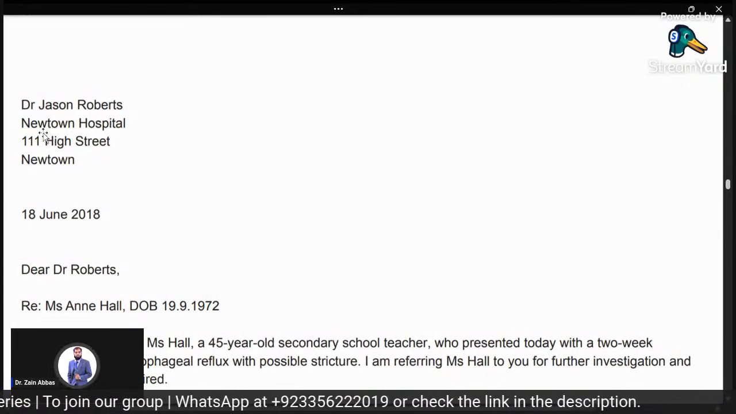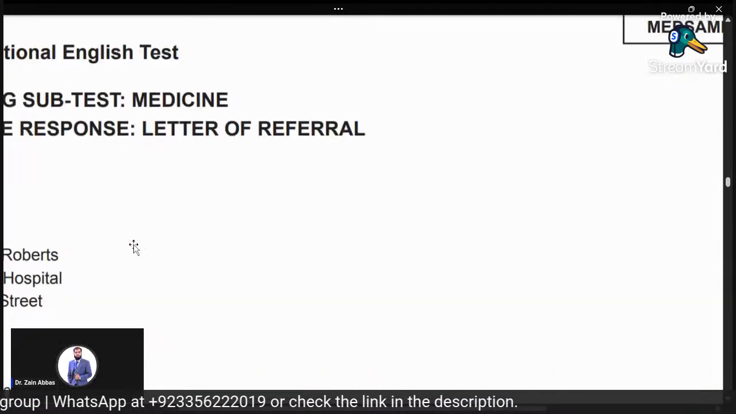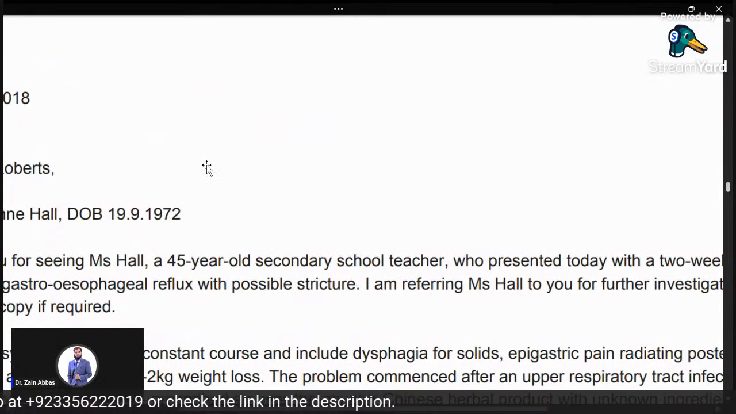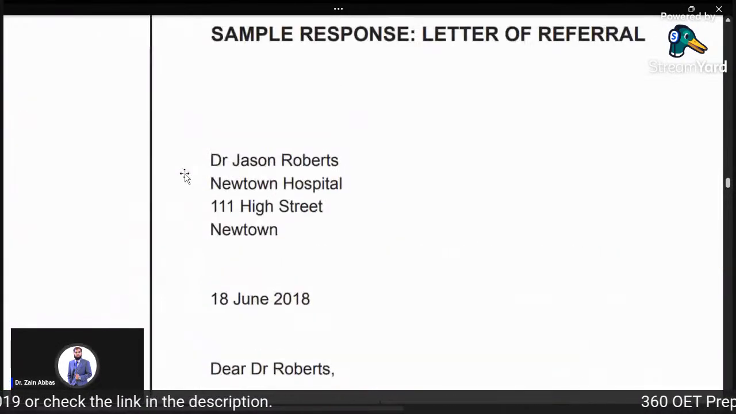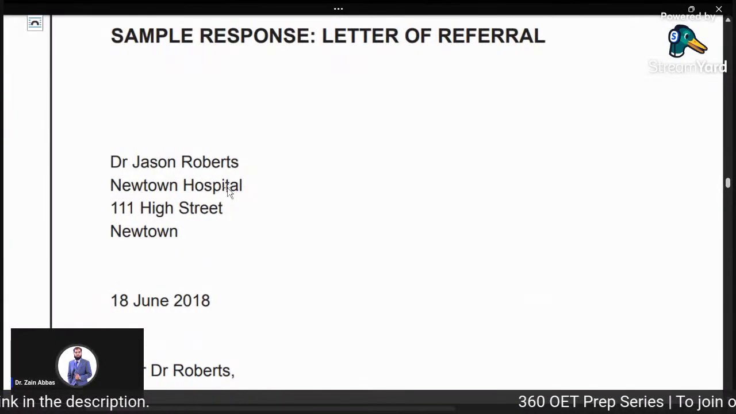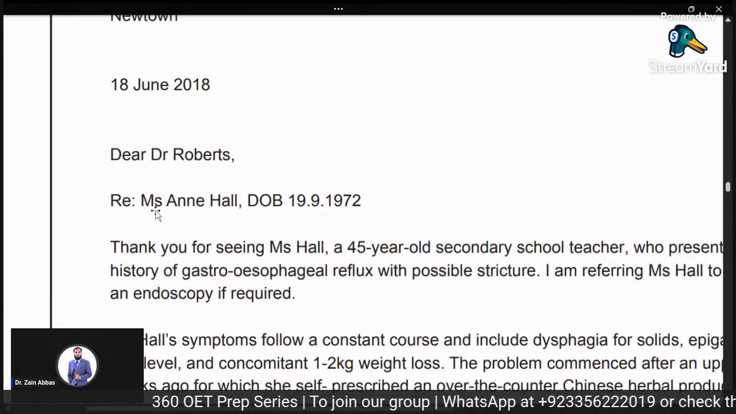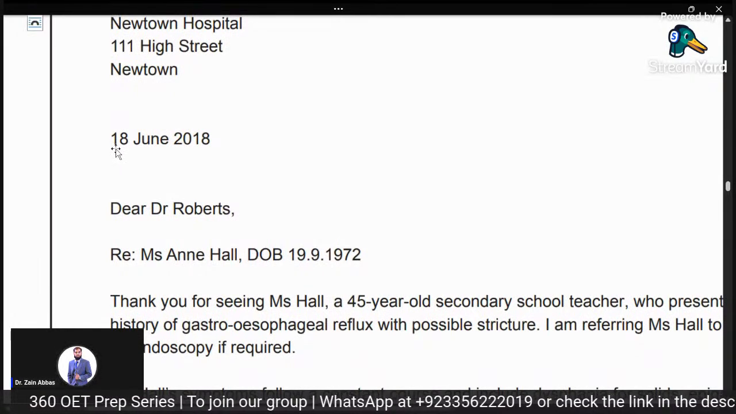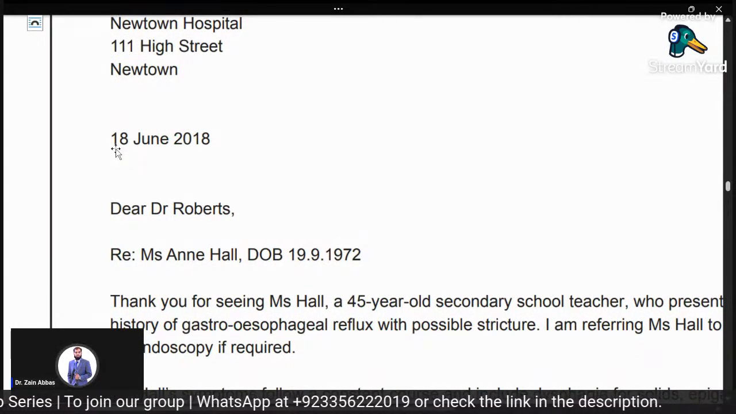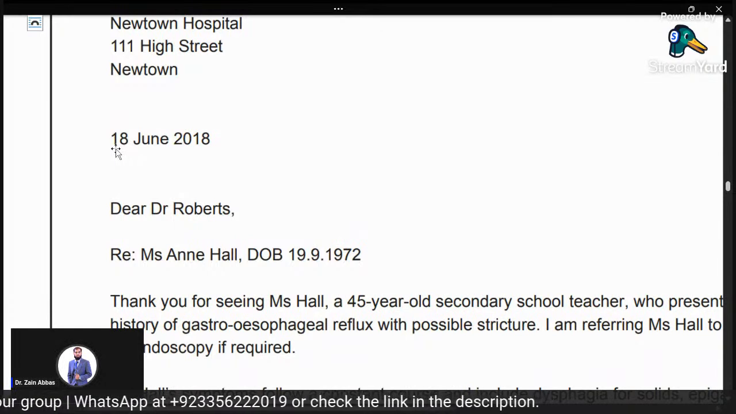You will start with the name of the doctor to whom you are writing the letter, and then the hospital name, then the address here. So this is the four-line block here. The next one is the date. There are different formats for the date. I will demonstrate you the format as well.